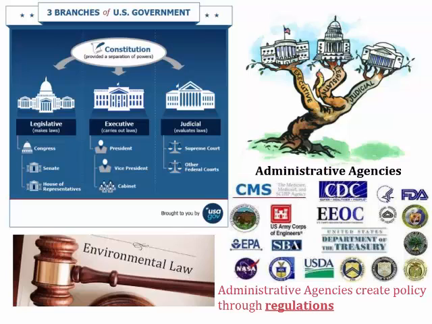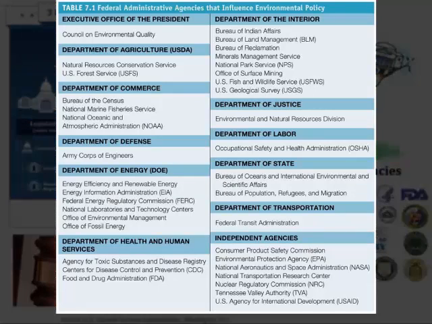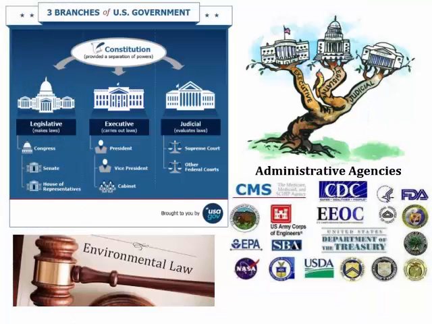They create a great deal of policy through the form of regulations, which are specific rules or requirements designed to execute the objectives of the legislation passed by Congress. This shows a list of the many administrative agencies that influence governmental policy through the regulations they establish. The judicial branch, which consists of the Supreme Court and lower courts, interprets legislation.